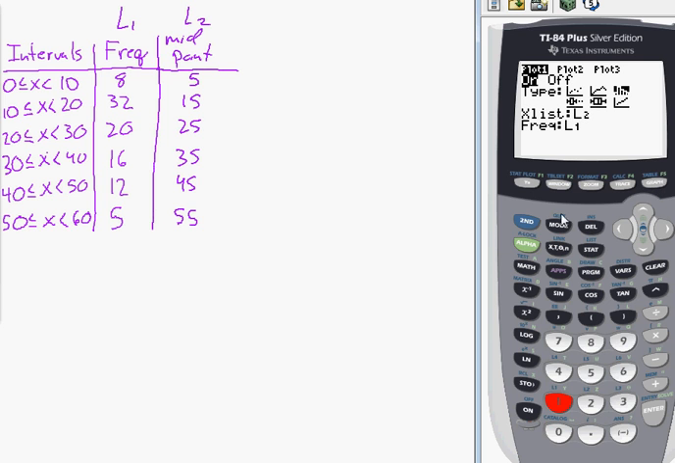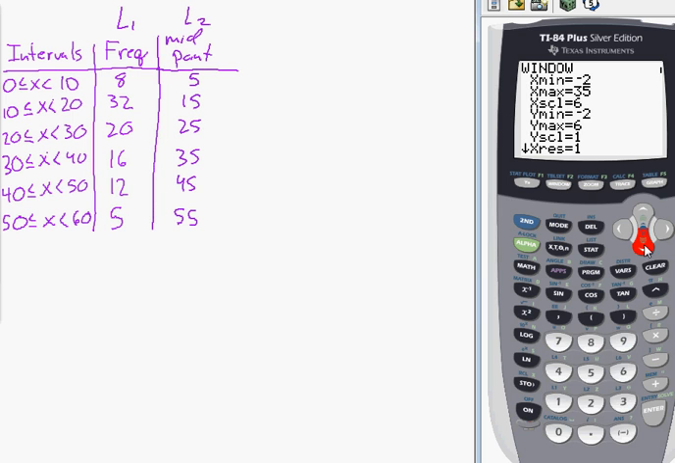And then, let's check our window. There we go. So our X's go up to 55, so we're going to need to go up to maybe 75. X scale, let's just go by 2s. The Y's are the frequencies. Frequencies go up to 32. I'm going to go up to 40 just to give it a little space.